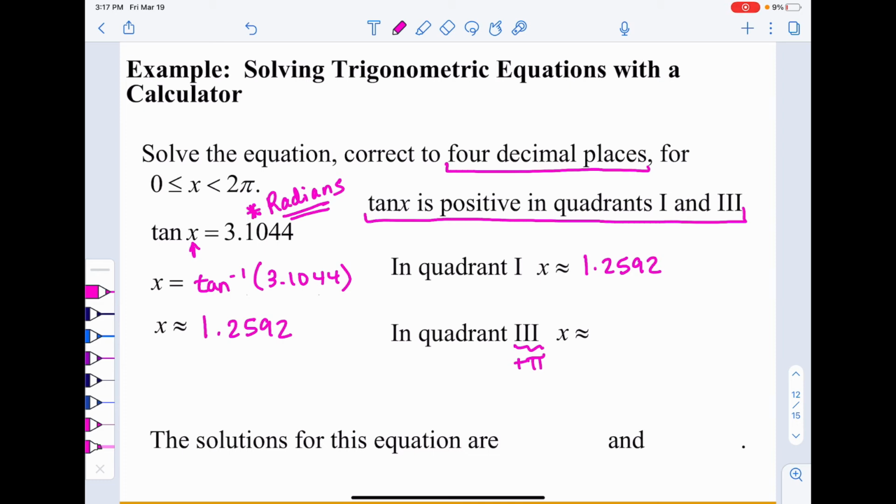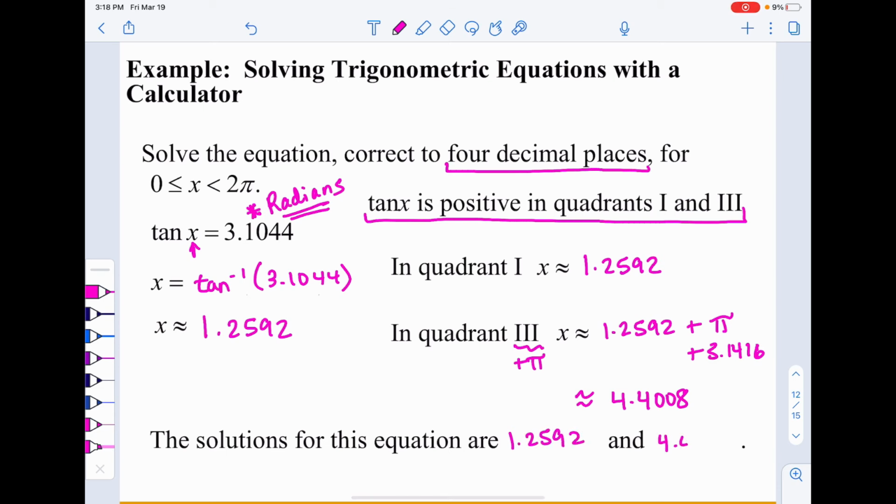I need to get half of a circle's way around. So that means we're going to take that 1.2592, and then we need to add pi, or 3.14159, so on. Approximately, we're going to end up with 4.4008. So our two values are 1.2592 and 4.4008. All you have to do in your calculator is hit plus pi, and you get that as well.